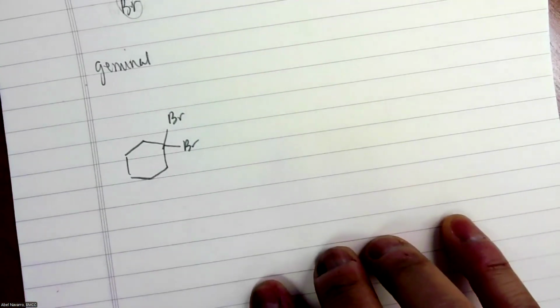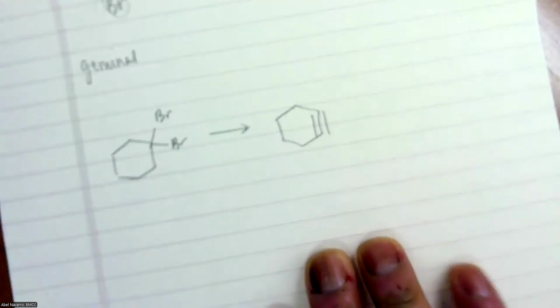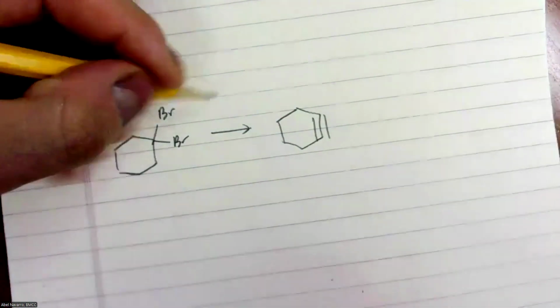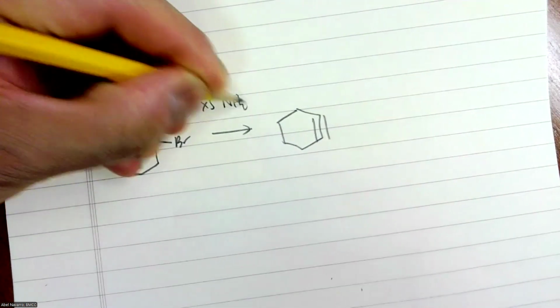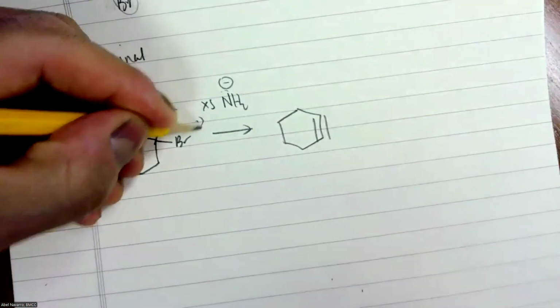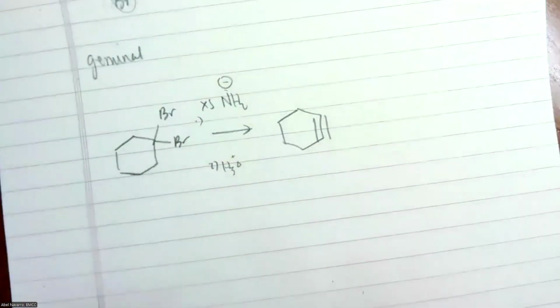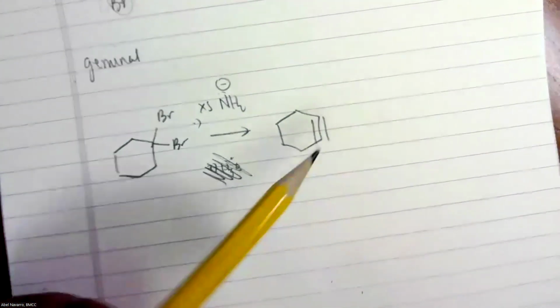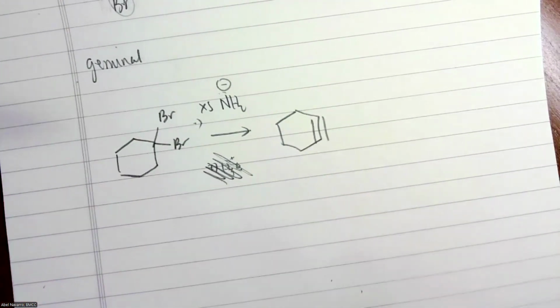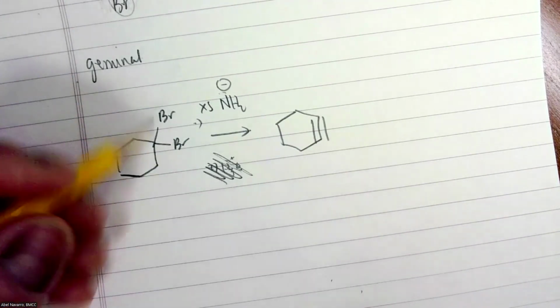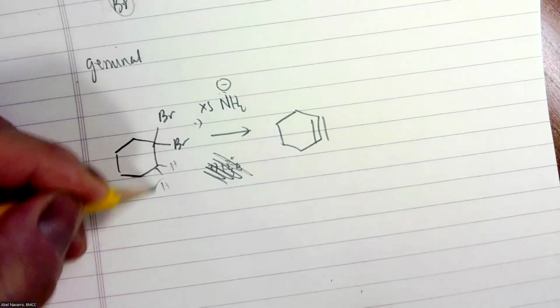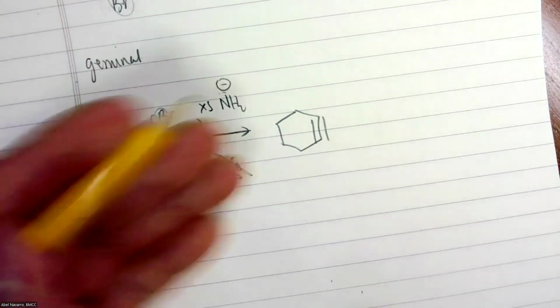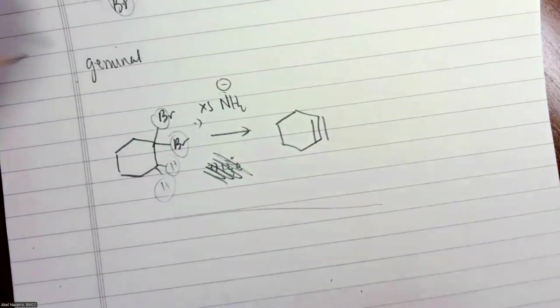Another example: cyclohexane with two bromines. I need to make an alkyne. How do I do it? Well, in this case, you just add excess amide. Do I need to add acid or water? No, in this case, you don't have to. Why? Because the alkyne that you are making is not terminal. It's internal. If the alkyne is internal, there is no need to add water or acid. So the two hydrogens will be eliminated, one with each bromine, and then you will get the alkyne. Okay, that's how to make alkynes.